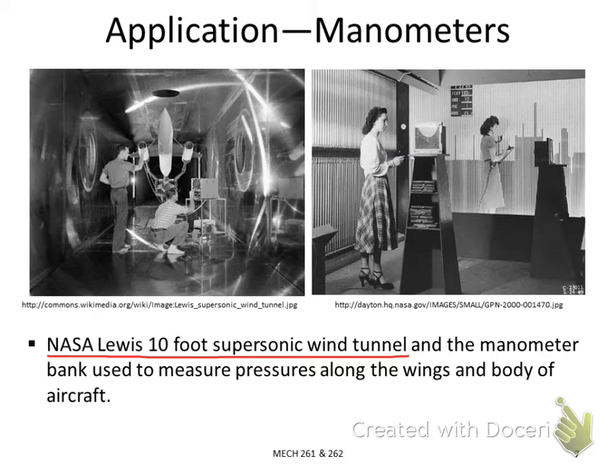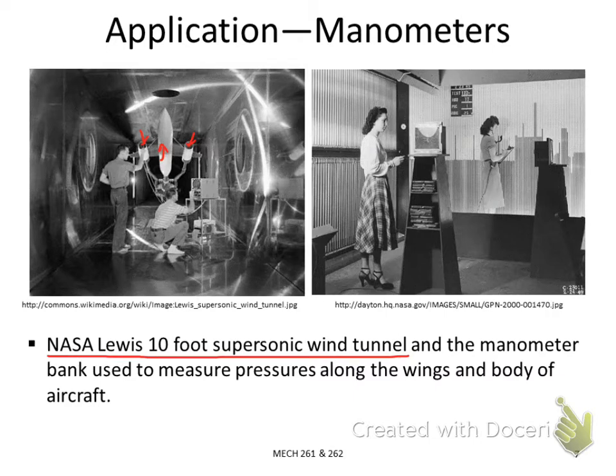Because at the time there was no electronic pressure sensor available, NASA used manometer banks to measure the pressure on the surface of the aircraft when doing wind tunnel testing. You care about the surface pressure of the aircraft, let's say on the wings or on the aircraft body, because that correlates with the fluid dynamics of the aircraft design. So people need to measure pressure on the surface.